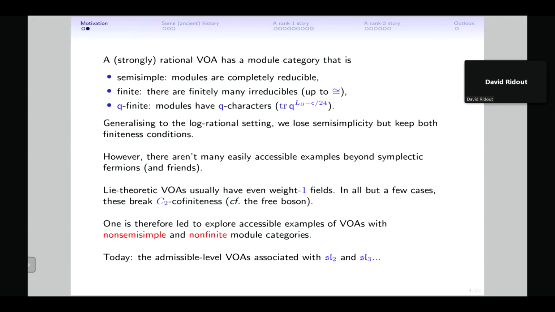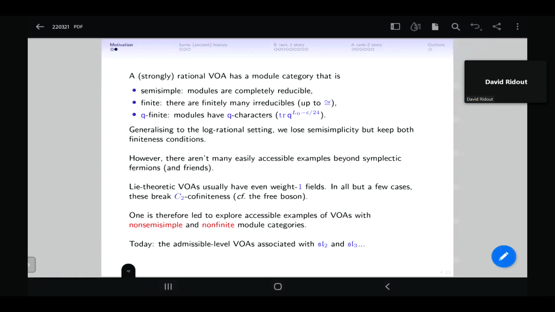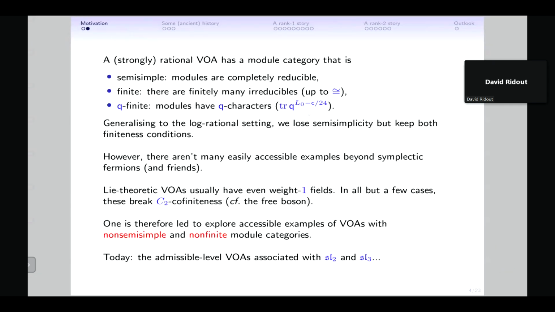So you remember rational VOA. Again, I'm using physics nomenclature here. Basically, it means that the module category is semi-simple, so all our modules are completely reducible. There's only finitely many irreducibles up to isomorphism. And just to introduce terminology, which is probably not standard, I'm going to describe all of the modules of a rational VOA as being Q-finite, which just means that when you write down the character, which I've written here, but I guess you won't be able to see. Okay, if I hover, you can probably just see that little dot.